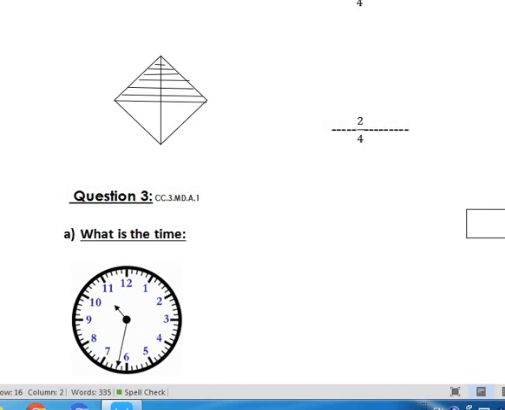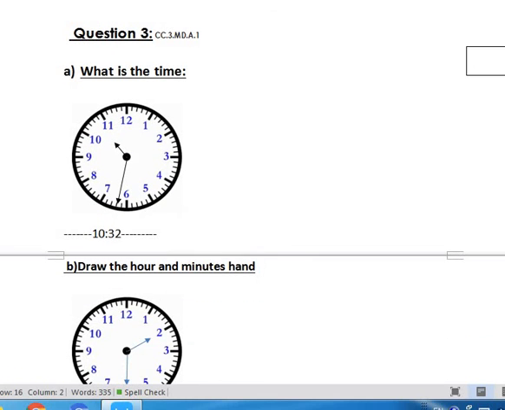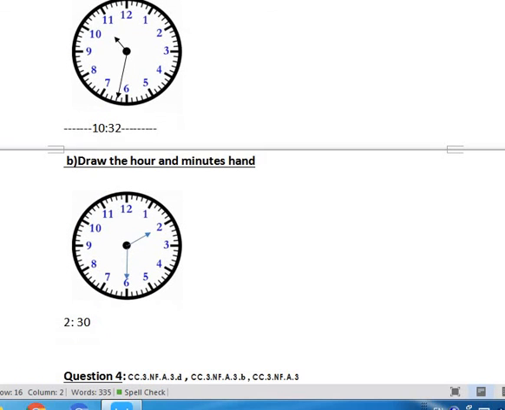Okay, then what time is it? What's the time? Do you remember? It's 10:30 and I have 2 minutes, so it's 10:32, excuse me. Draw the hour and minute hands. 2:30, so the short hand points to the hours and the long hand points to the minutes. So here it's 2:30.